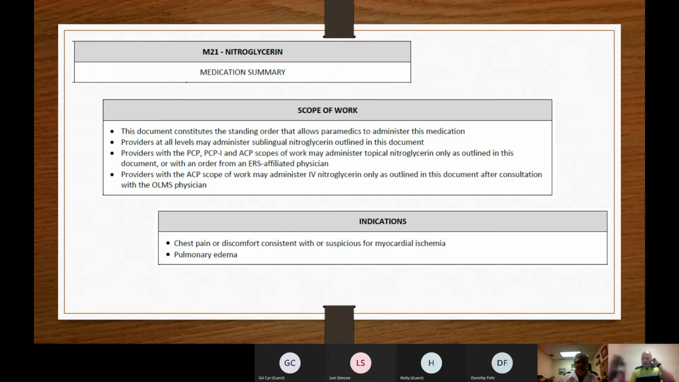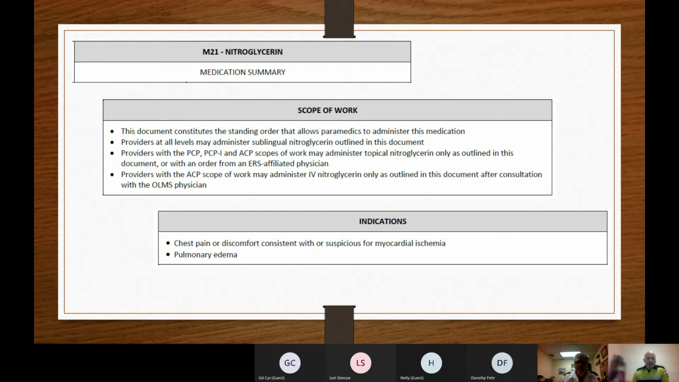All right, so giving nitroglycerin. Again, this one we've been using since the dawn of time. Basically it causes an increase in vasodilation, reducing workload on the heart, and helping get more blood flow to the coronary vessels to help perfuse the heart.